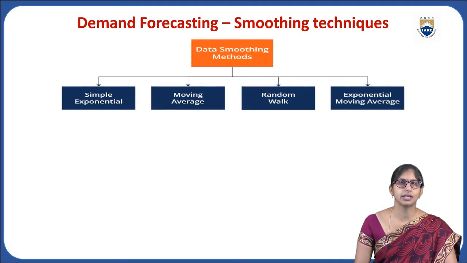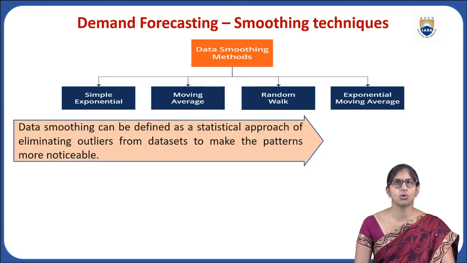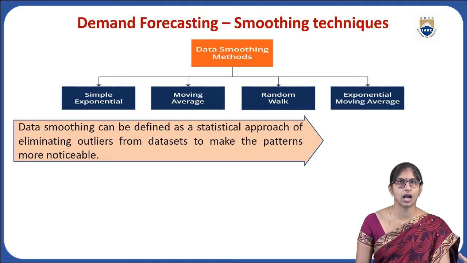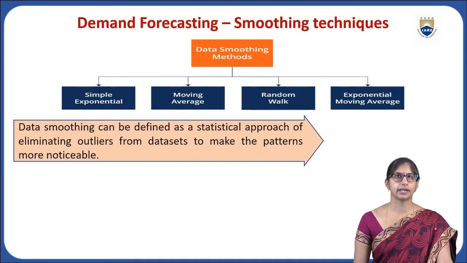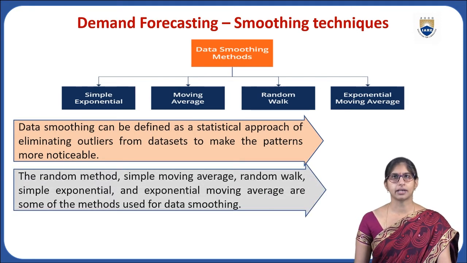Now coming to the next one, that is smoothing techniques. Smoothing techniques are of four types: simple exponential, moving average, random walk, and exponential moving average. Here the data is going to be smoothed based on a statistical approach, and it is going to eliminate the outliers from the data set to make proper patterns.